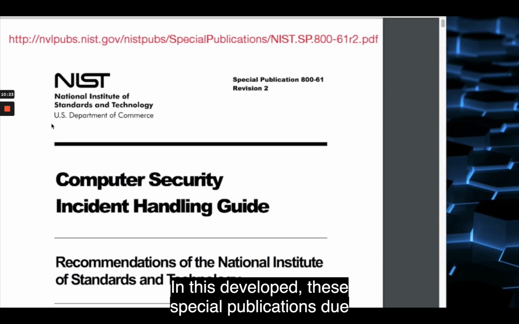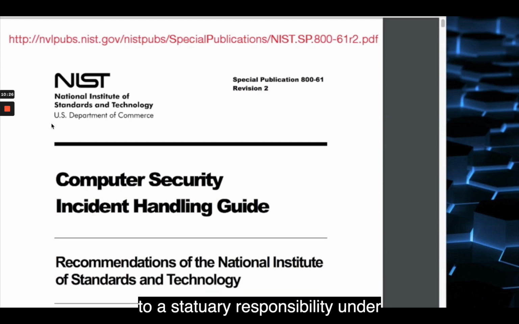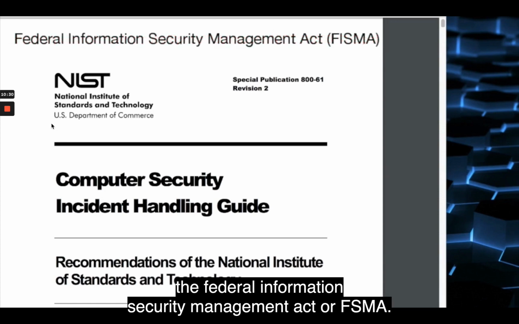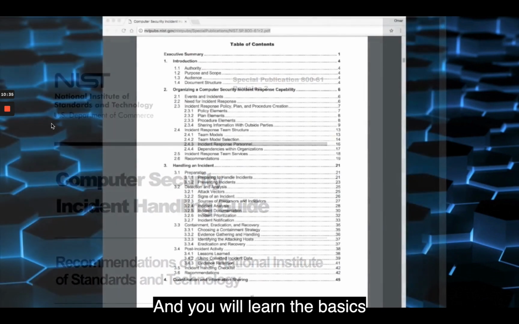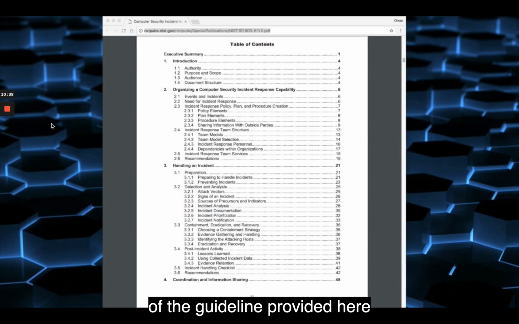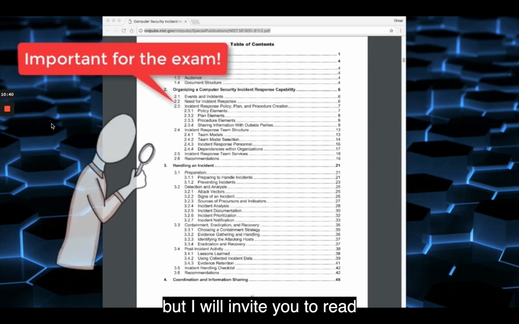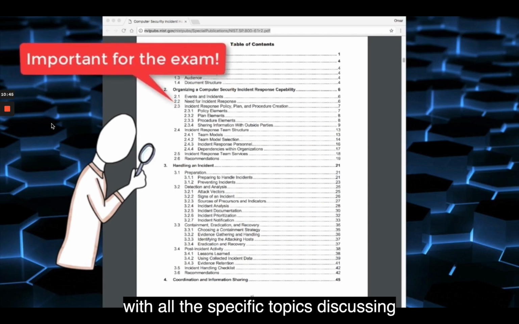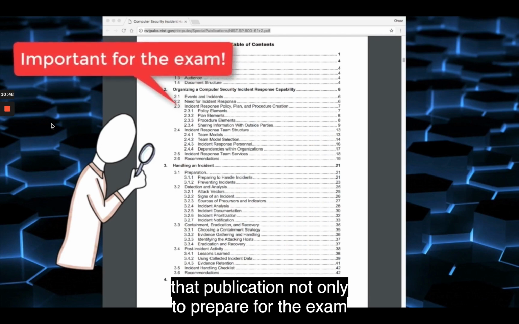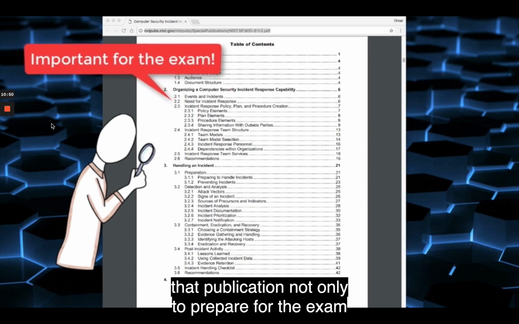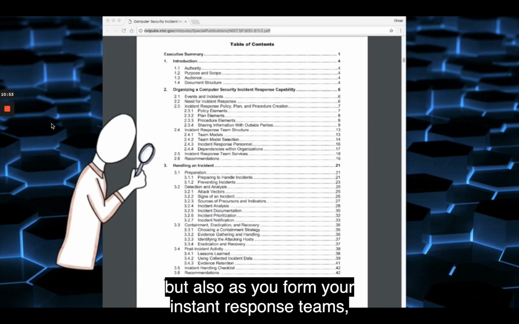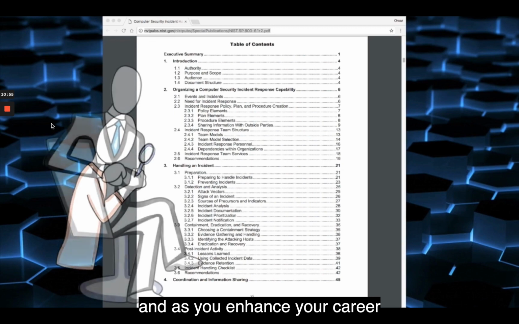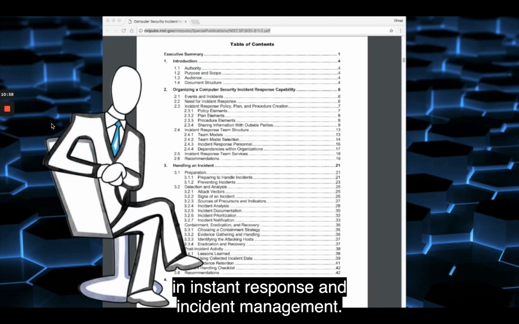So NIST developed these special publications due to a statutory responsibility under the Federal Information Security Management Act, or FISMA, and you will learn the basics of the guideline provided in NIST here, but I will invite you to read that document and become familiar with all the specific topics discussed in that publication, not only to prepare for the exam, but also as you form your incident response teams and as you enhance your career in incident response and incident management, right?